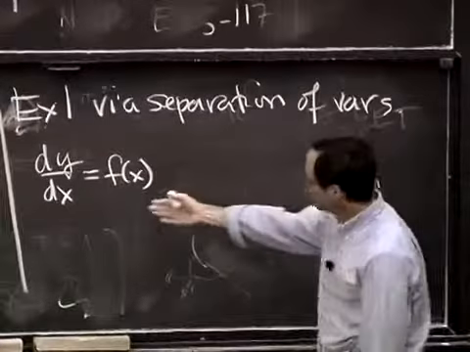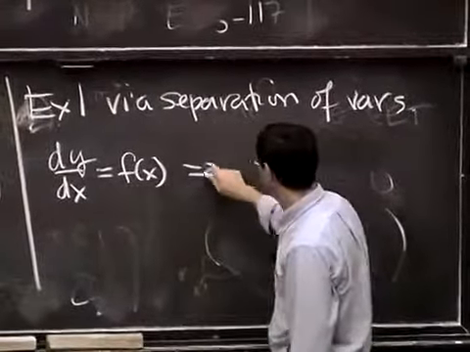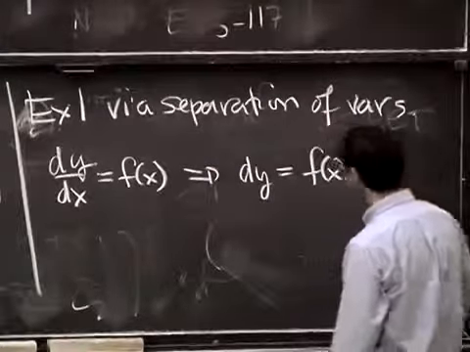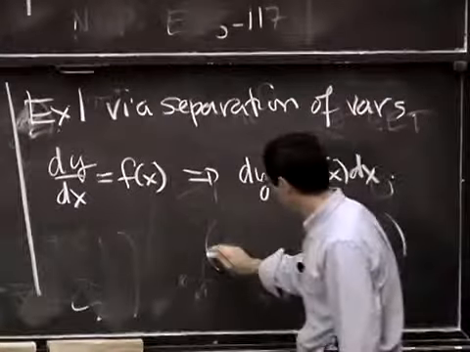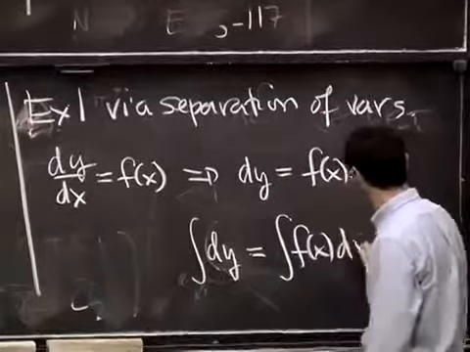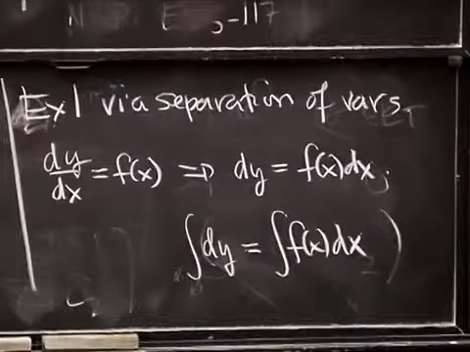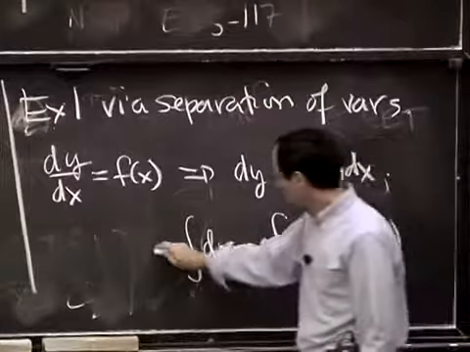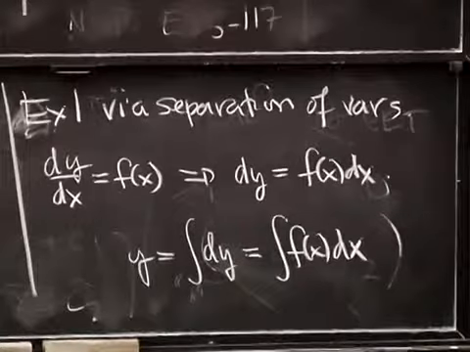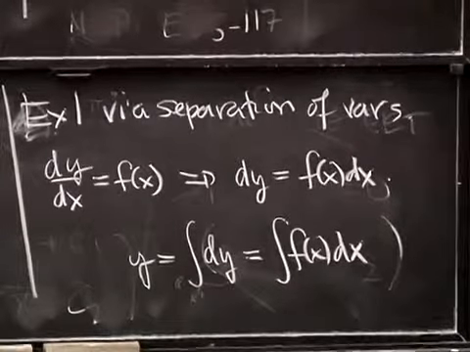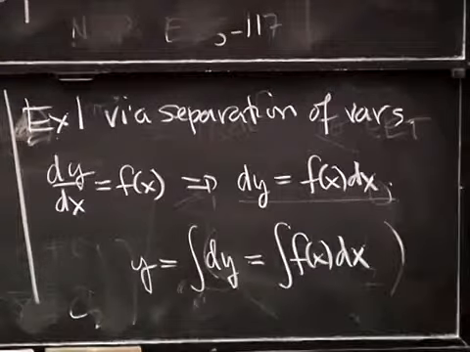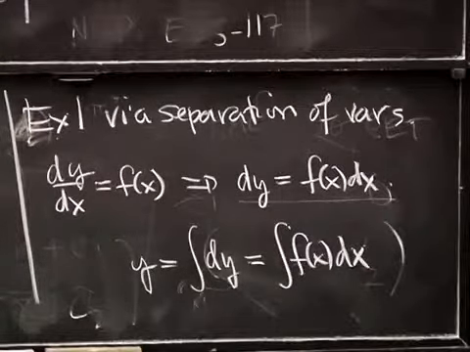And the separation just means you put the dx on the other side. So this is dy equals f of x dx. And then we integrate. And the antiderivative of dy is just y. So this is the solution to the problem. And it's just what we wrote before. It's just a funny notation, and it comes to the same thing as the antiderivative.